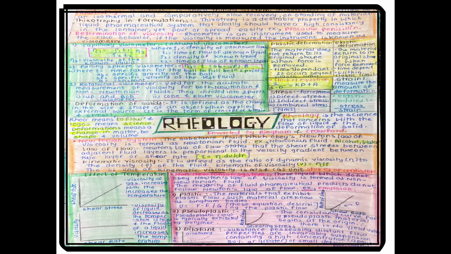Rheo means flow and logos means science. Deformation measures the change of matter in shape and volume.